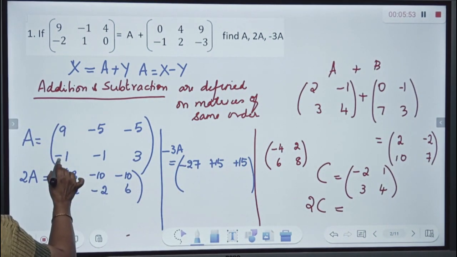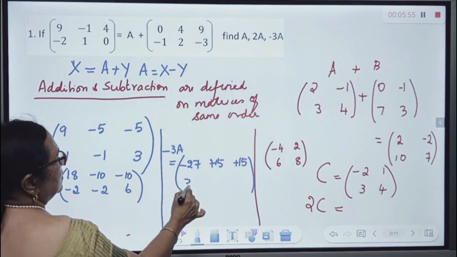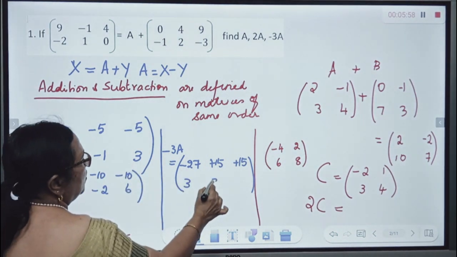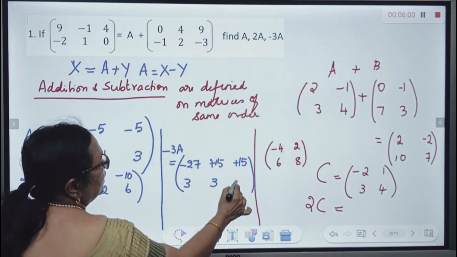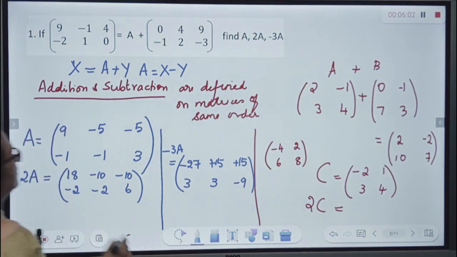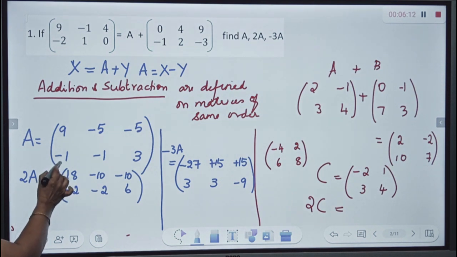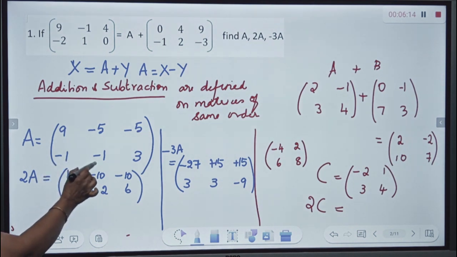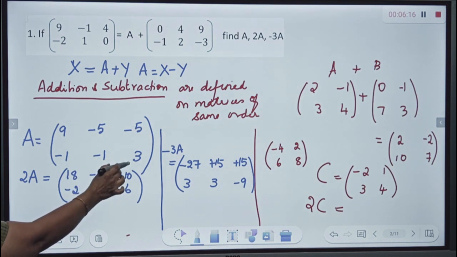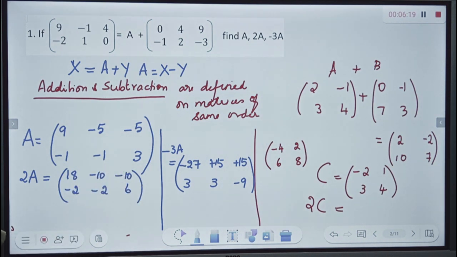Then here you have minus 3 into minus 1, 3. Minus 3 into 3, minus 9. So 9 into minus 3, minus 27. Minus 5 into minus 3 plus 15. Minus 5 into minus 3 again plus 15. This becomes minus 3 into minus 1, 3. This also becomes 3. 3 into minus 3, minus 9.